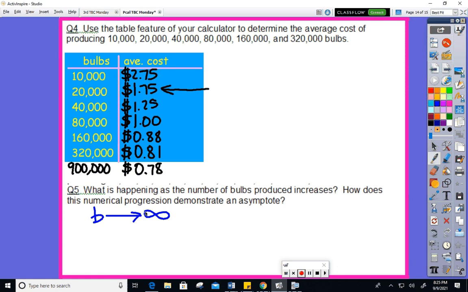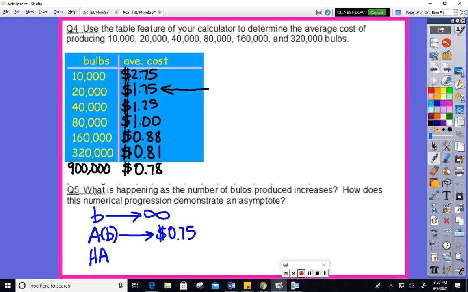But it looks like my cost, I want to say my average cost, doesn't seem like it's ever going to go below 75 cents. In fact, if you keep toying around on your calculator, I can see that the average cost seems to be going to 75 cents, which is what was promised. Because remember, the information says the new equipment costs about 75 cents per bulb to produce. Why is that? Well, guys, this is the definition of horizontal asymptote.